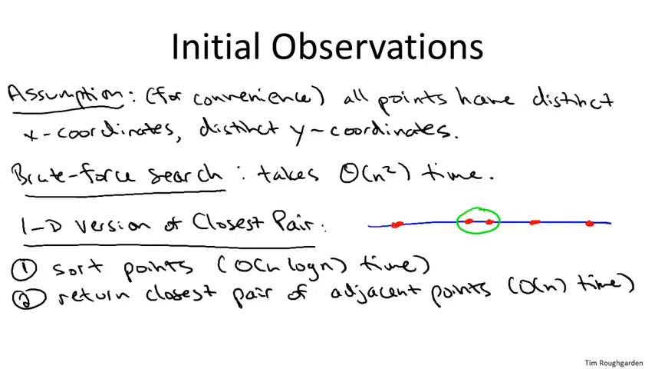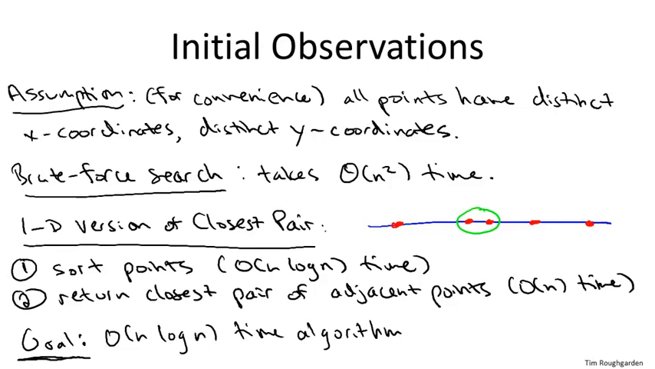But I want to point out that even in the line, there are a quadratic number of different pairs. So brute force search is still a quadratic time algorithm, even in the 1D case. So at least with 1 dimension, we can use sorting, piggyback on it, to beat the naive brute force search bound and solve the problem in n log n time. So our goal for this lecture is going to be to devise an equally good algorithm for the 2-dimensional case. So we want to solve closest pair of points in the plane, again in n log n time.